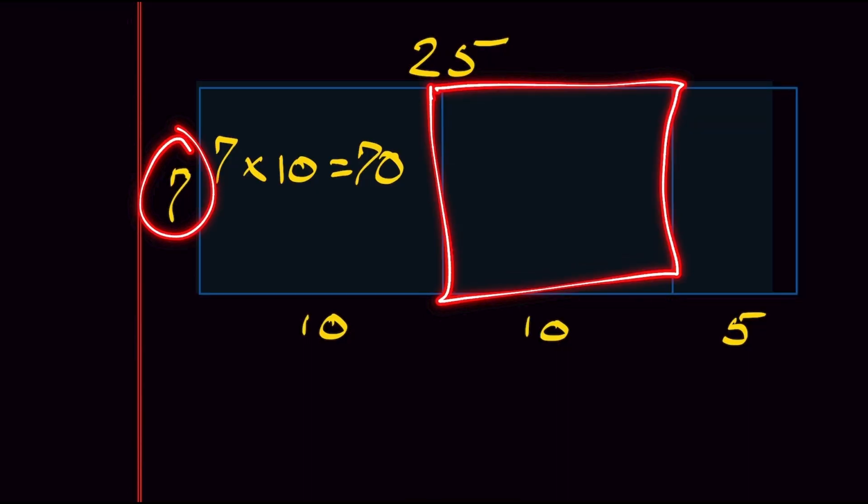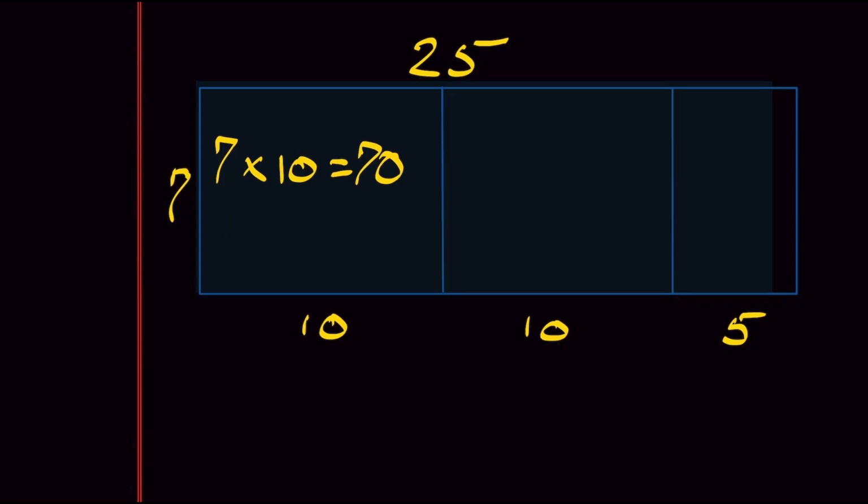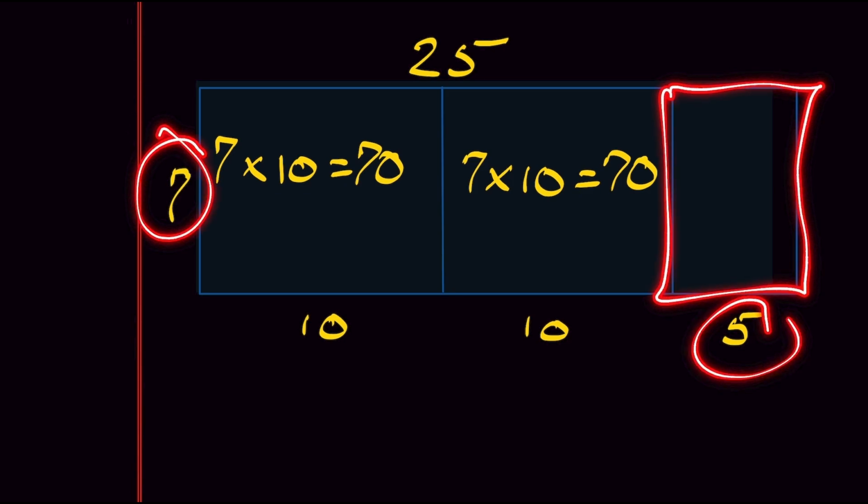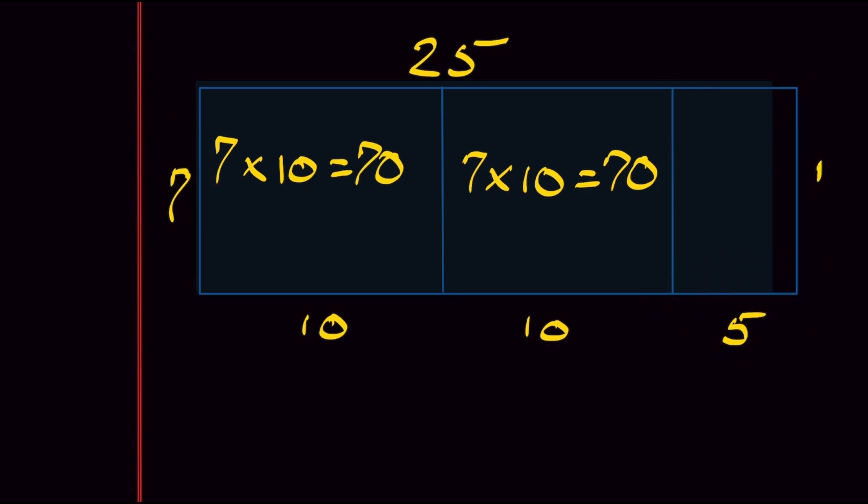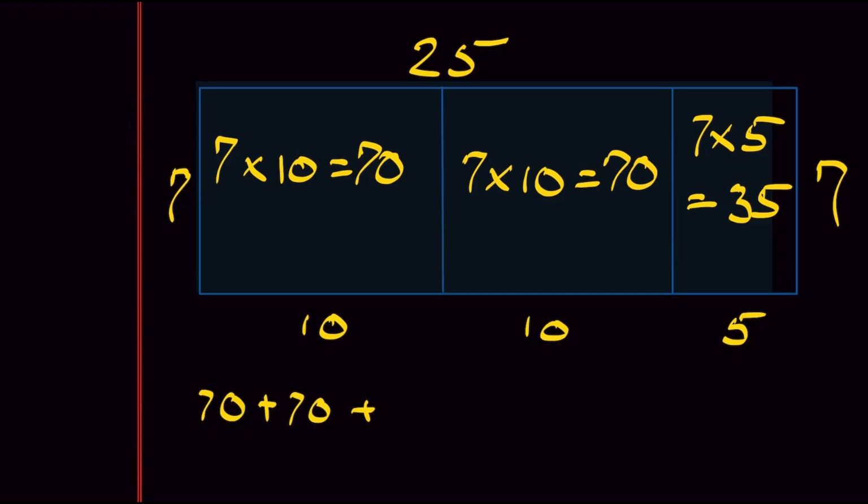The second rectangle is the same size, 7 times 10. The same expression, 7 times 10 equals $70. The last rectangle, the smallest one, is 7 by 5. You'll notice that the opposite side is the same length, 7. 7 times 5 is $35. The last step is to get the sum of the three partial products, 70 plus 70 plus 35.